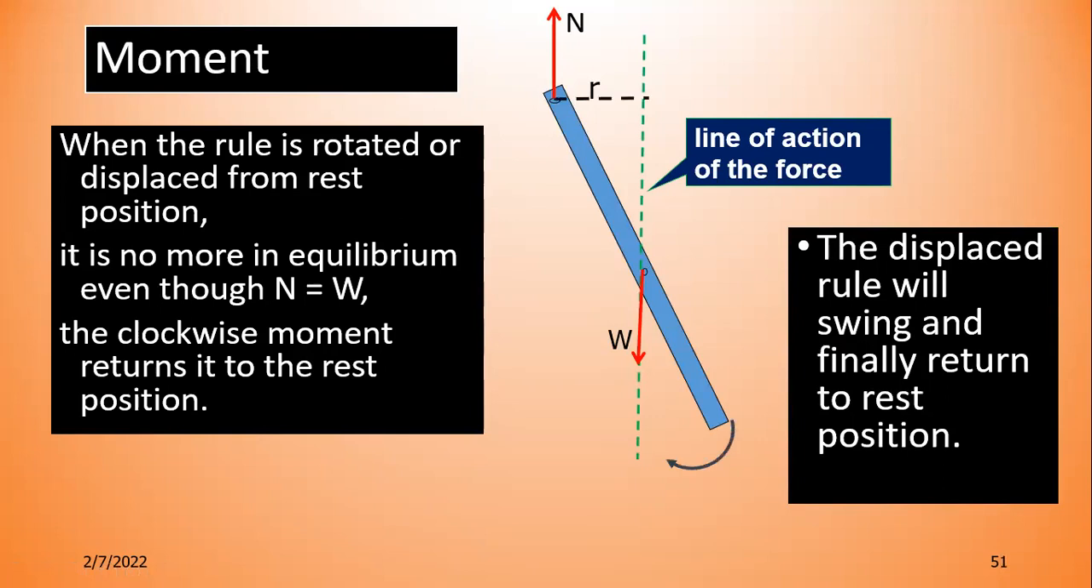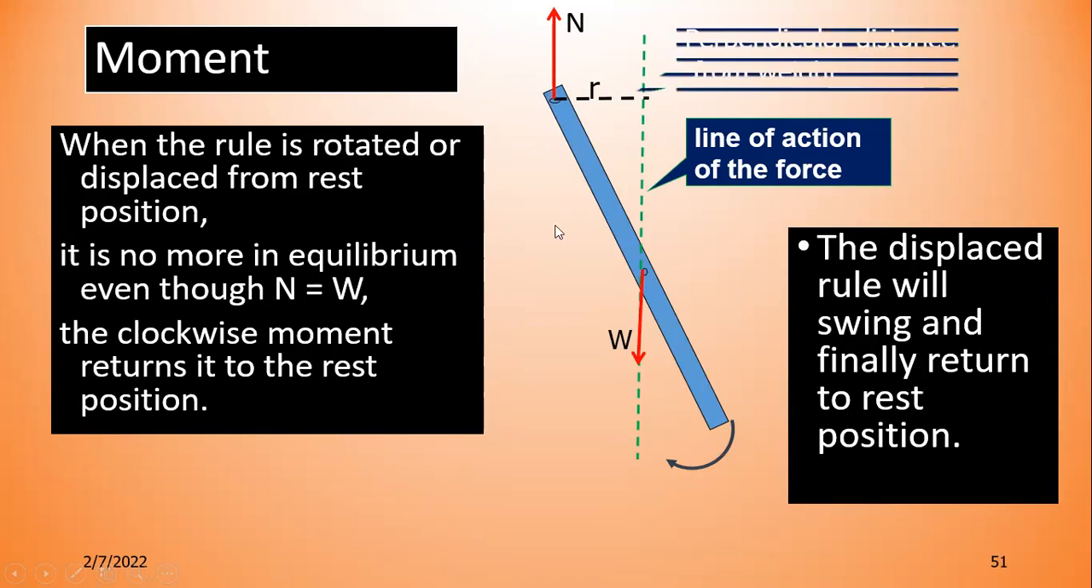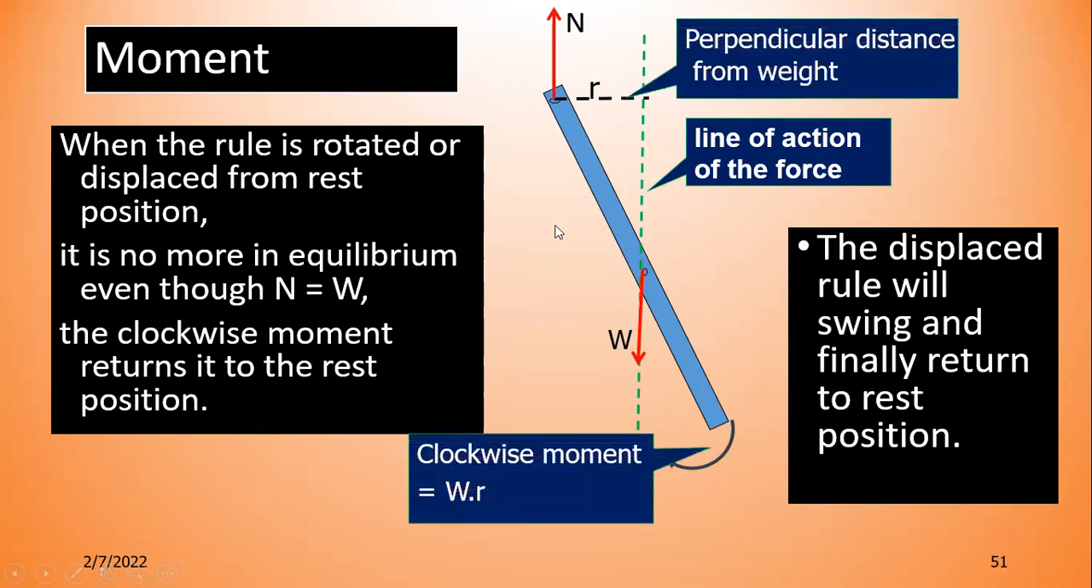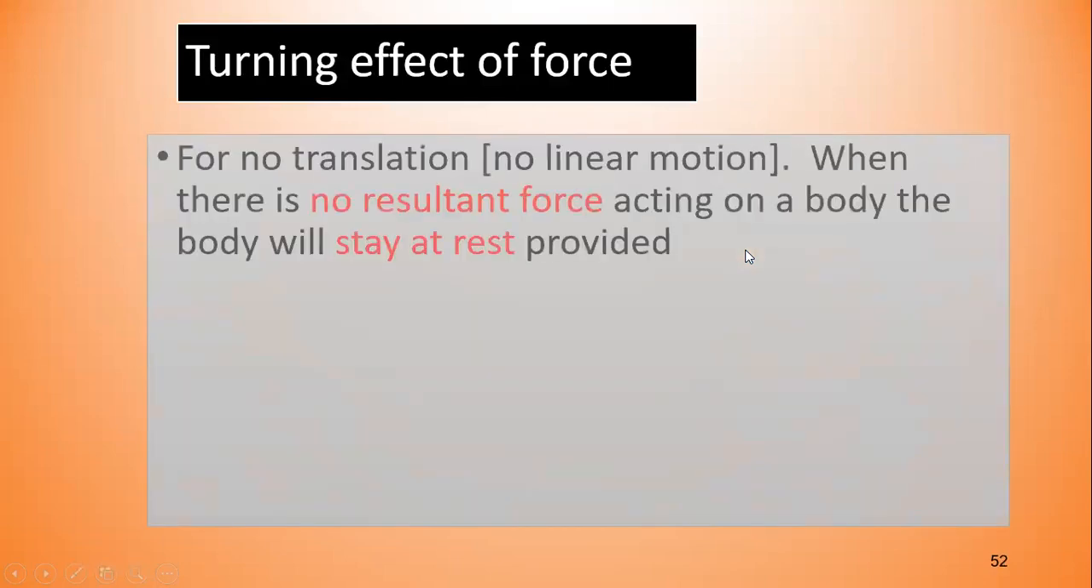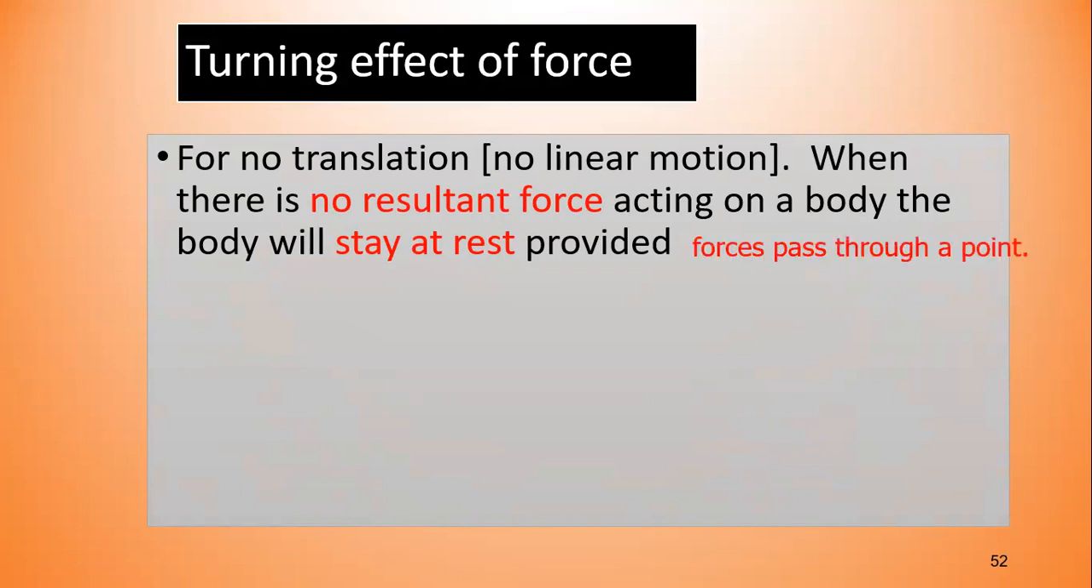Right? In this case, we're moving down clockwise. That's the perpendicular distance of this weight from the rest position, from the pivot. And then we call the clockwise moment W times R. Right? That's a moment, or a torque, that causes it to swing. Okay, swing means there's a resultant moment, the turning effect of force. For no translation, no linear motion, when there is no resultant force acting on the body, it will stay at rest, provided the forces pass through a point.